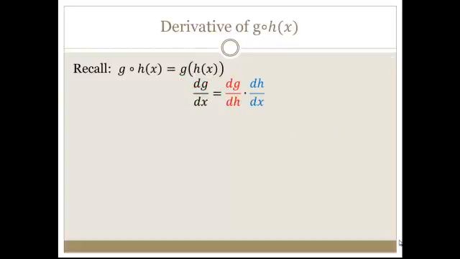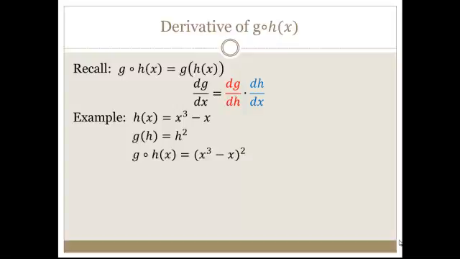Let's now use the chain rule we just found to look at an example. Say we have h of x equals x cubed minus x, and g of h is h squared. Then we have g circle h of x is x cubed minus x all squared. Now to compute the derivative of x cubed minus x all squared, we can break it down as the derivative of g with respect to h times the derivative of h with respect to x.